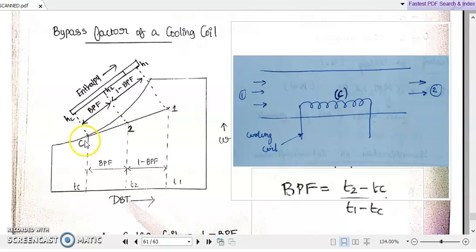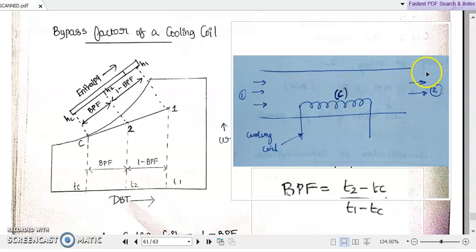Point C is called the apparatus dew point temperature, ADPT in short, which means the surface temperature of the cooling coil. We will learn about that in the next session. The incoming air from 1 moves towards the surface of the cooling coil C, but only some air molecules will actually touch and get cooled by the cooling coil. Some air molecules will remain as such.